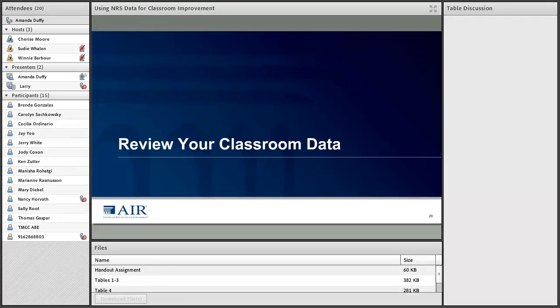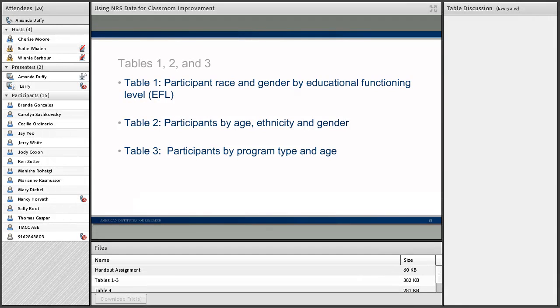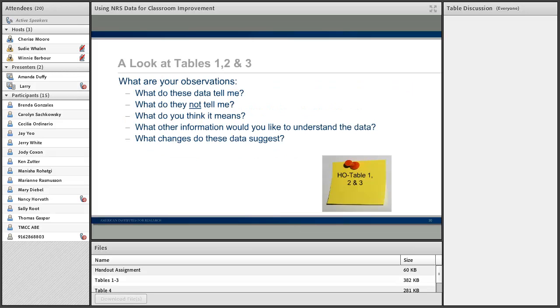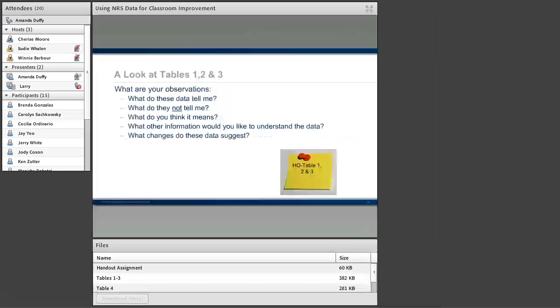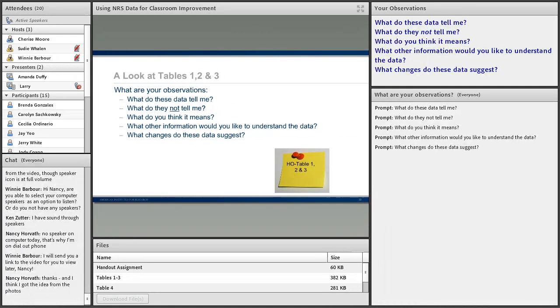So when we think about reviewing our classroom data, we're going to take a look at NRS tables 1, 2, and 3. Table 1 is participant race and gender by educational functioning level. Table 2 is participants by age, ethnicity, and gender. Table 3 is participants by program type and age. So we're going to take a look at each of these, and then we're going to try to make some observations. What do the data tell you? We're going to answer these questions as we look at each of the individual tables, and we'll have them up so you can see.